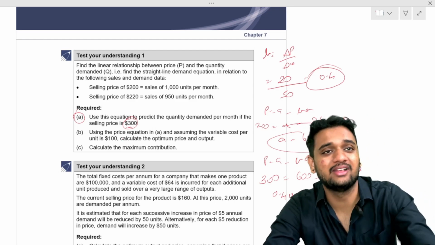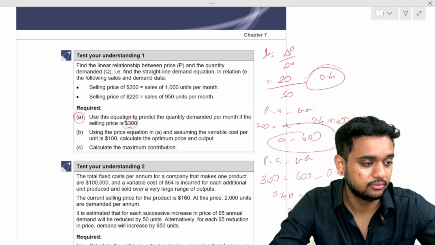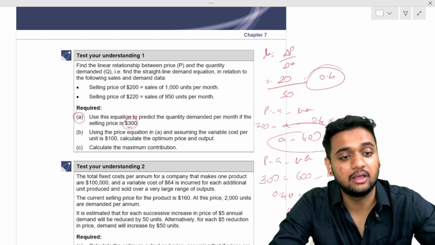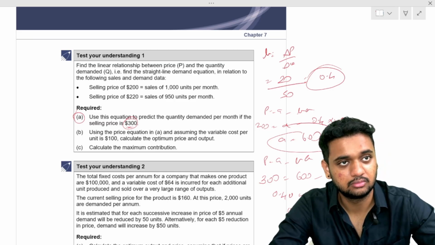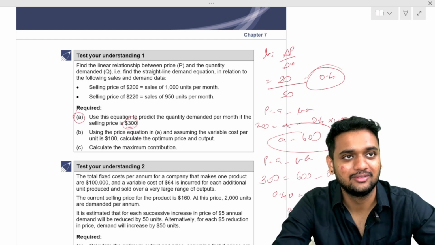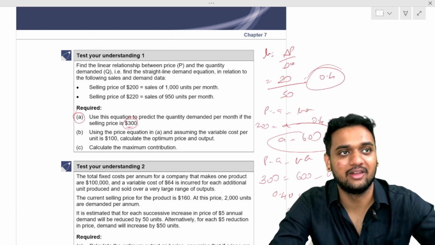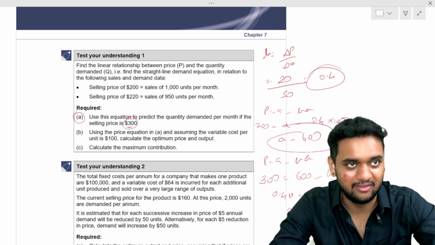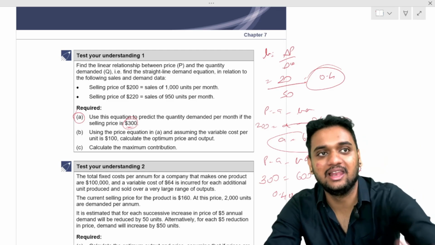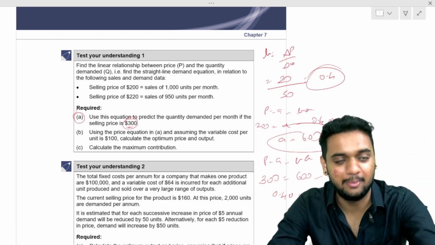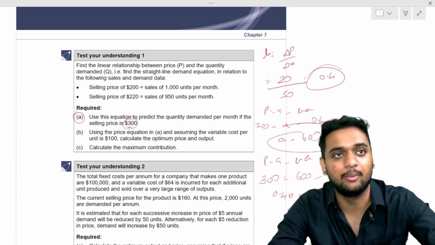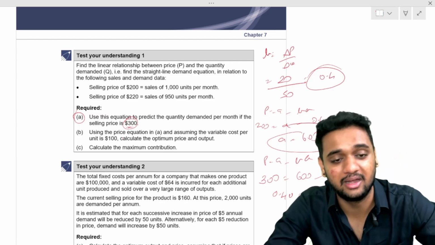So at a price of 300, what does it mean? If you keep the price of 300, there's no way related to maximum profit. Maximum profit you will get only when MR is equal to MC. They just gave a random selling price. If we keep a selling price of 300, how many units will we be able to sell? We'll be able to sell 750 units. The quantity demanded will be 750 units.